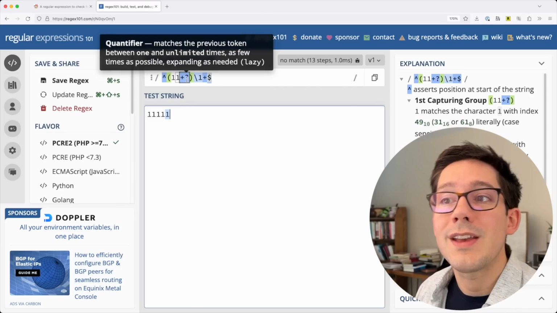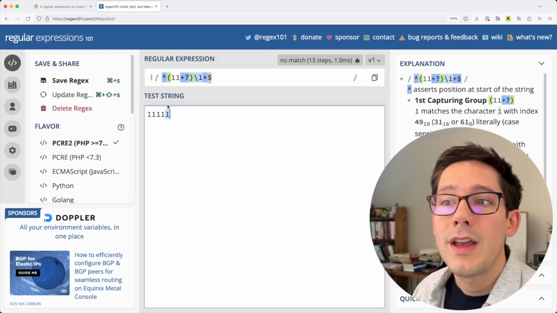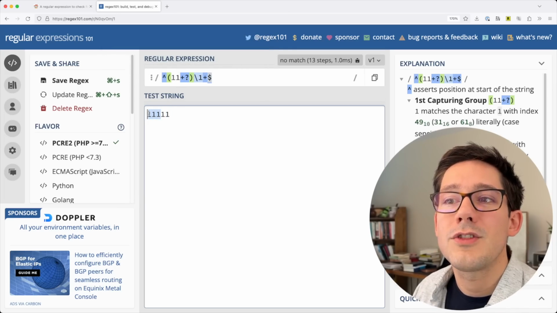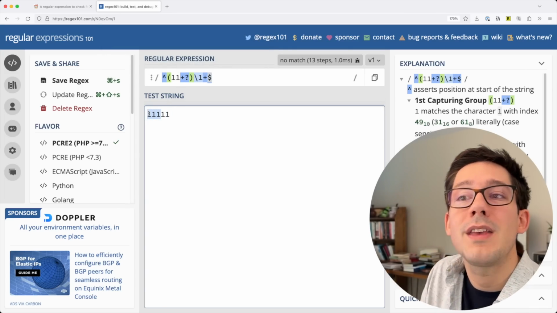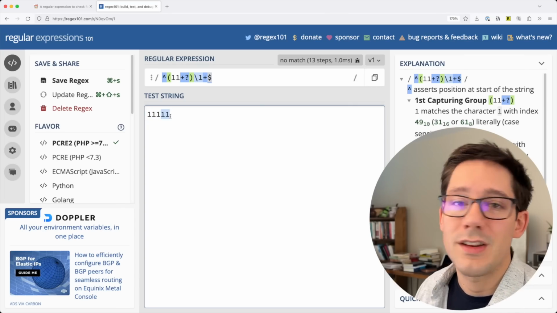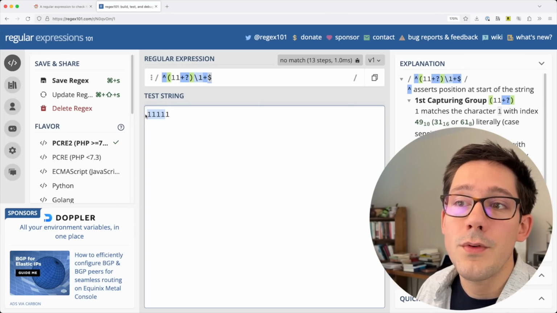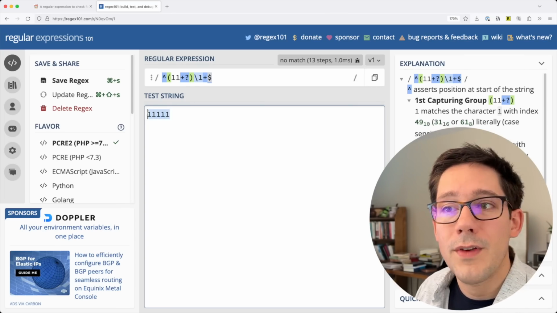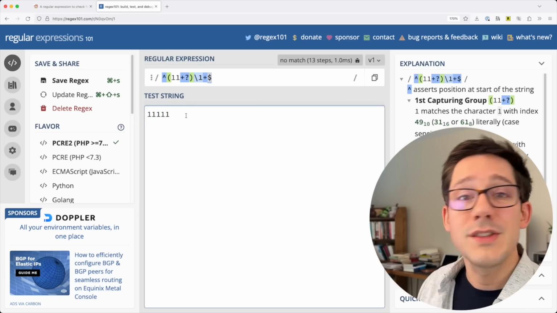Okay, so that's where the expanding as needed comes in. Now, it's gonna go back and say, okay, well, let me expand just as little as possible. Let me make this first group 3 characters. Can I fit another group of 3 afterwards? Can't do it. It's gonna expand a bit more. Can I fit 4? And the answer again is no. Can I fit 5? No, because there's nothing left at that point. And so the string doesn't match.